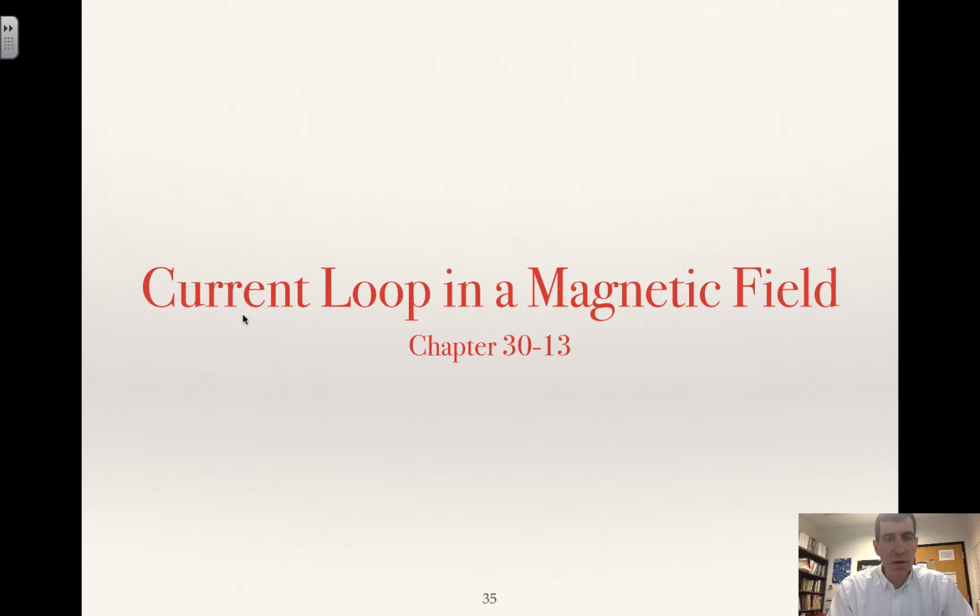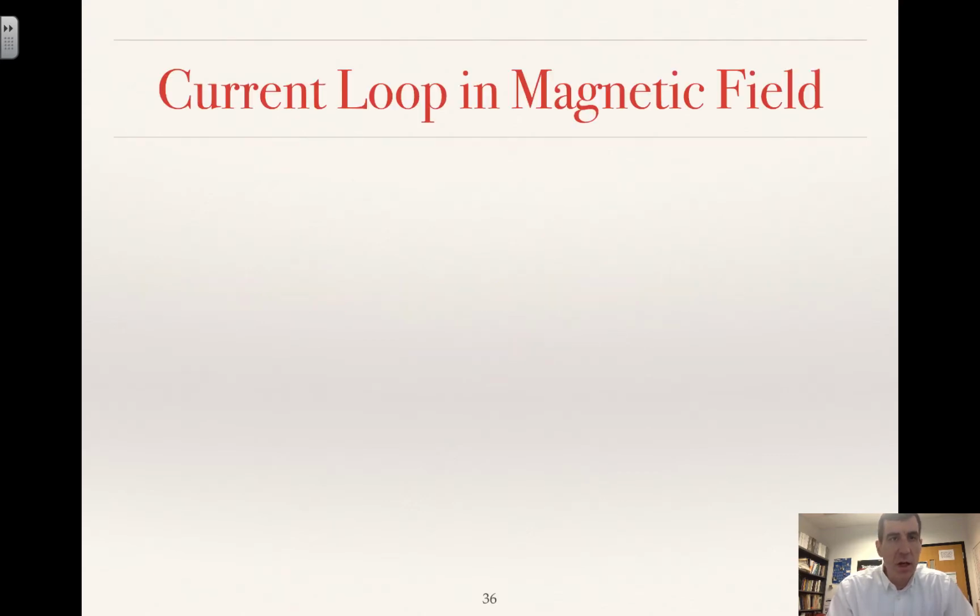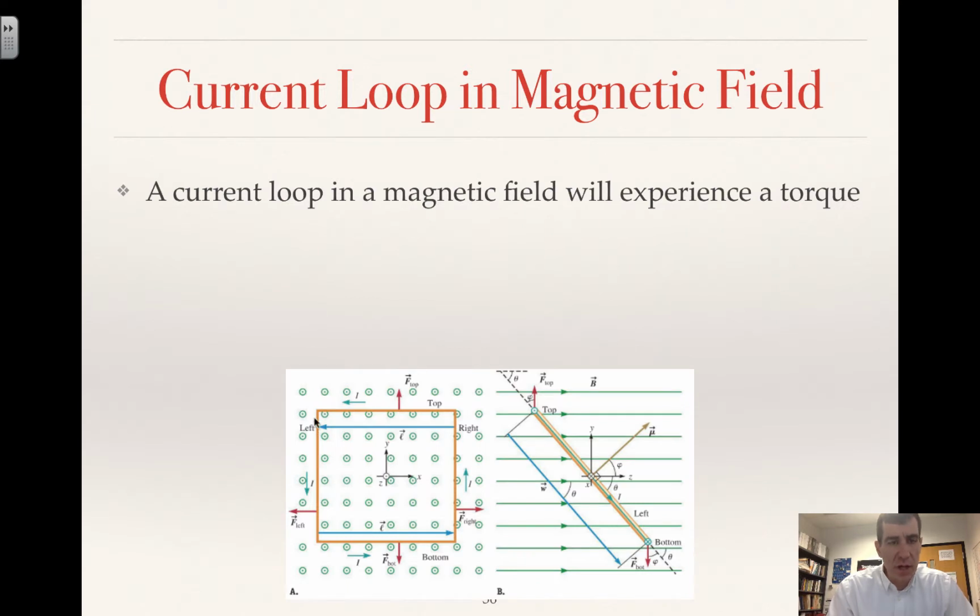In this video, we're going to look at what happens if you have a current loop in a magnetic field, and this is discussed in chapter 30-13 of the textbook. Okay, so imagine a current loop, and for simplicity, we're going to imagine a square current loop for the moment. So here we have a current loop, with a current traveling in a clockwise direction. You can see the current labeled here.